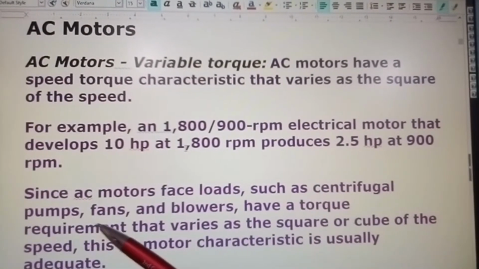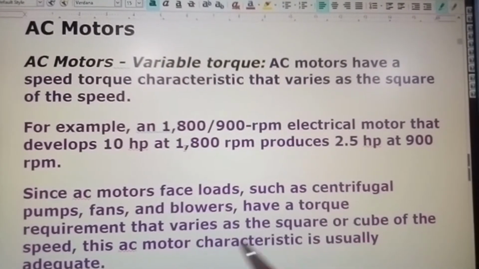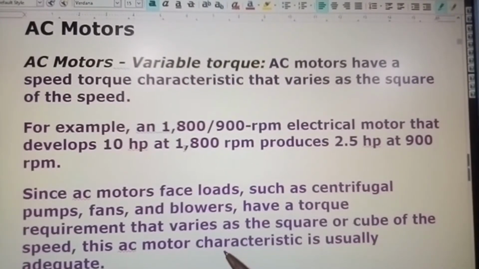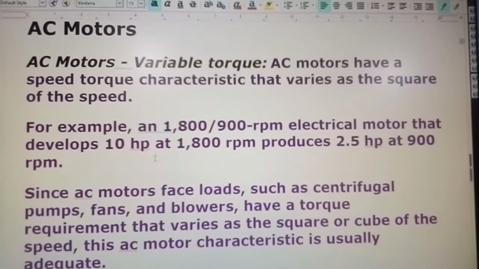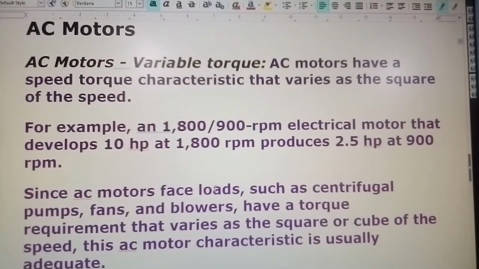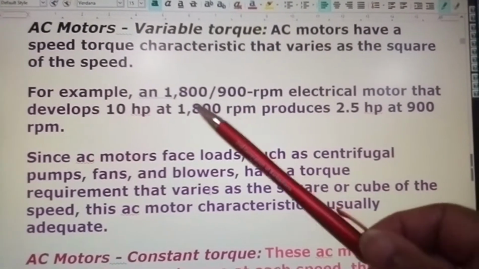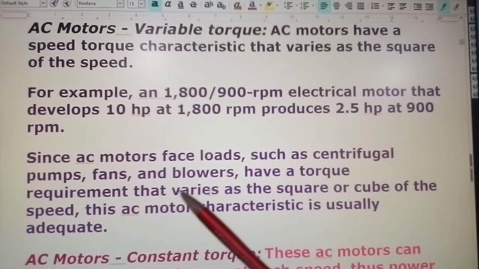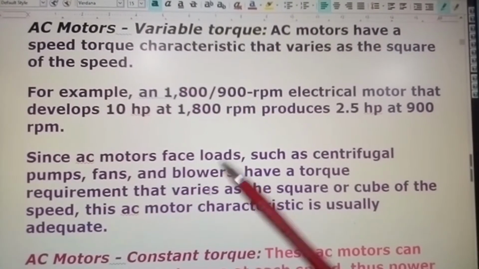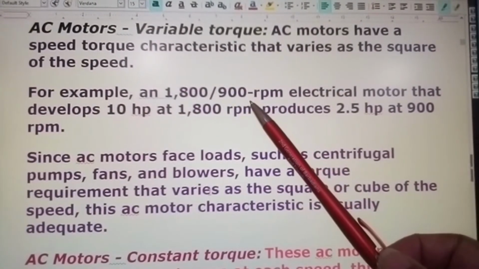Since AC motors face loads such as centrifugal pumps, fans and blowers, which have a torque requirement that varies as the square or cube of the speed, this AC motor characteristic is usually adequate. So you can see here that we're not lifting 2 tons as per my example, but we're simply using it to drive an air blower, a fan blower, or a hair dryer or something of the sort. So in these cases, it would not matter. But in my previous example, it would.